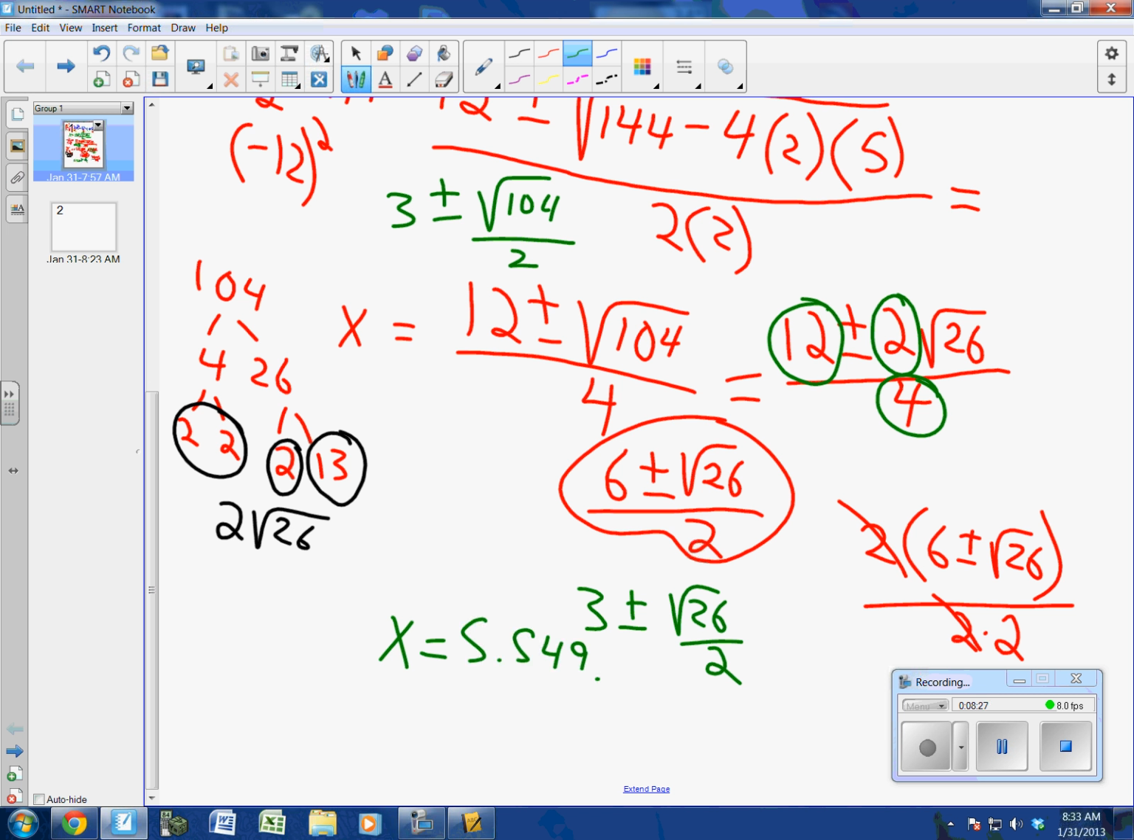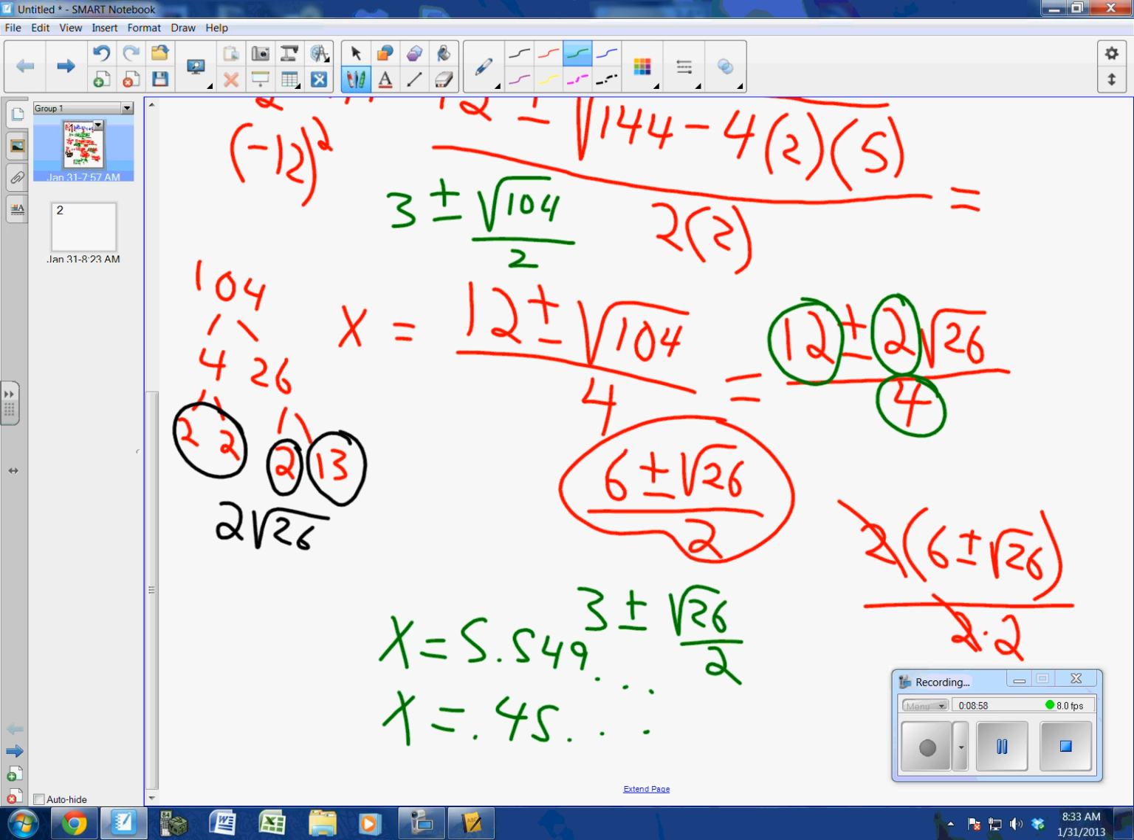5.549. Okay. Now the other answer. What's the other answer? Yeah, 6 minus the square root of 26 divided by 2. Try that one. Type that one in your calculator. 0.45. All right. They're both irrational numbers, aren't they? They're decimals that go on forever. Don't repeat a pattern.